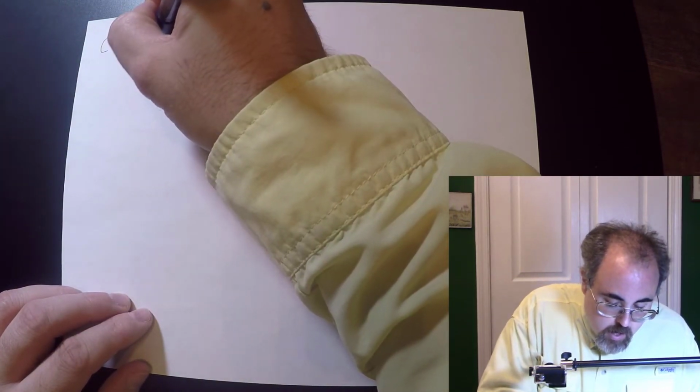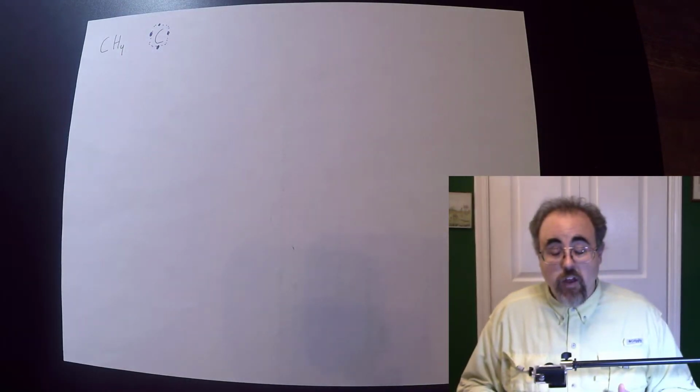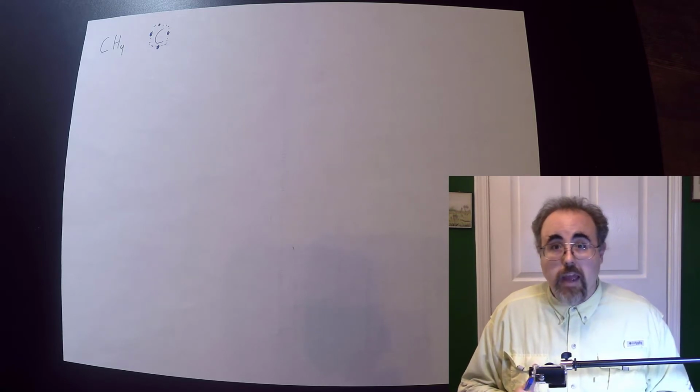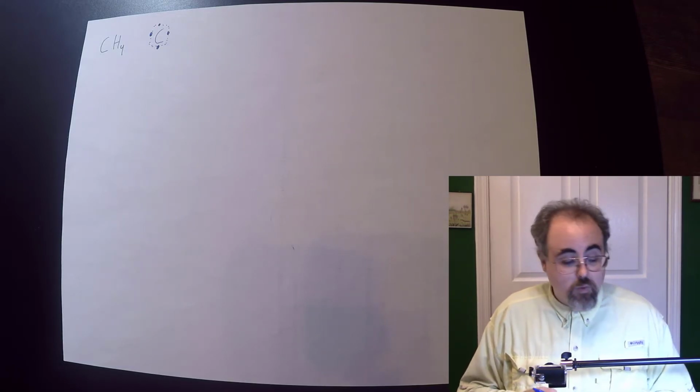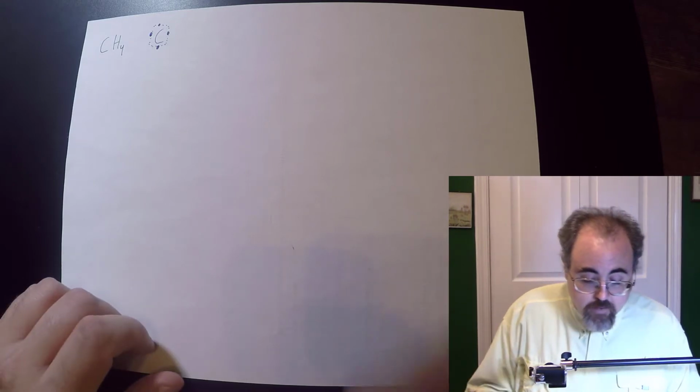And we go ahead and we put 1 dot in each orbital by itself. And then if we've got enough to do pairs, then we start making pairs, but not until we've filled all 4. Okay, the other one I have is a hydrogen.